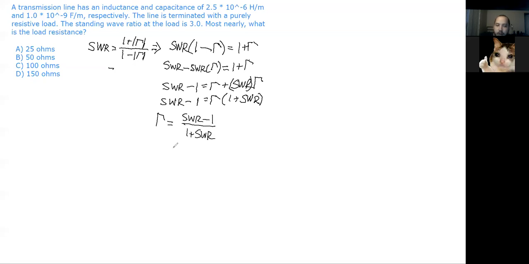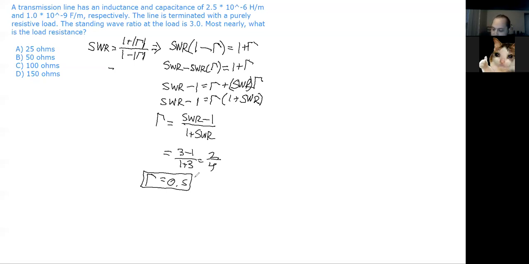All right, so we know that our standing wave ratio is 3.0, so we just got to do 3 minus 1 over 1 plus 3. So our reflection constant is 0.5. Yeah, that's what I got.